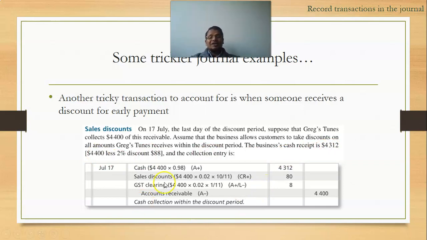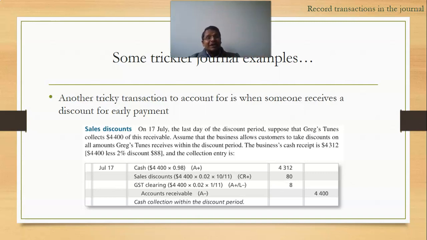Money receipts, so cash receipts, debit, cash increase. Sales discount is a loss to the organization, an expense. You give a discount to your customer, so you are not receiving some money. That's your loss. It's an expense, right? So expense increase should be debited. So 80 is the real discount, out of the 88, and 8 is actually GST, right? You are losing 88, but the full amount is not yours.